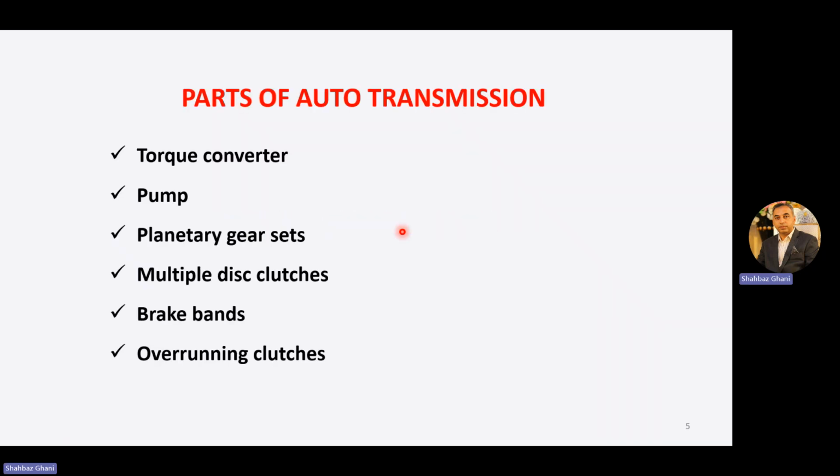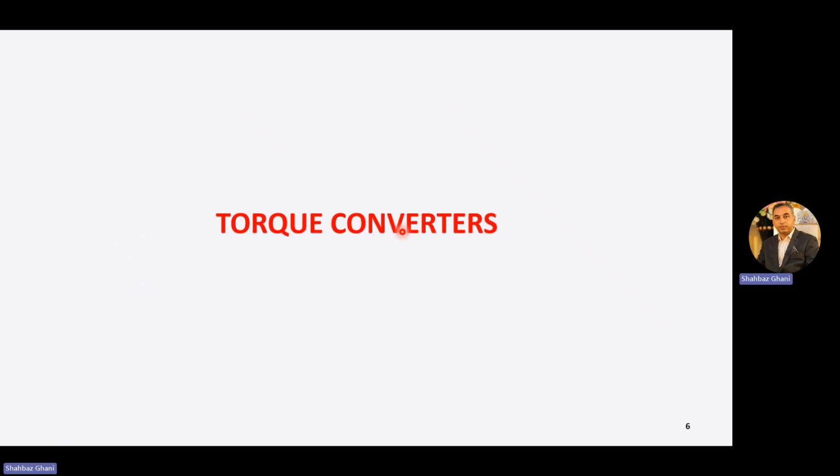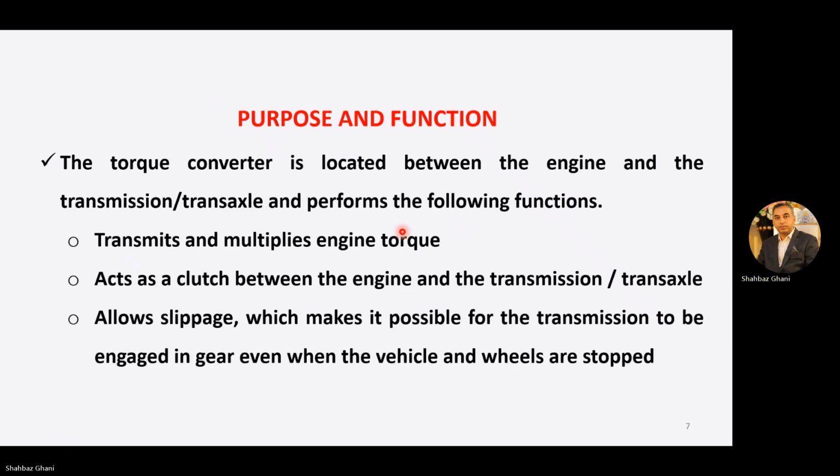Now first, the most important part of our automatic transmission system is the torque converter. What is the purpose and function of the torque converter? The torque converter is located between the engine and the transmission or transaxle and performs the following functions. In between them it is located, and it performs these three functions.